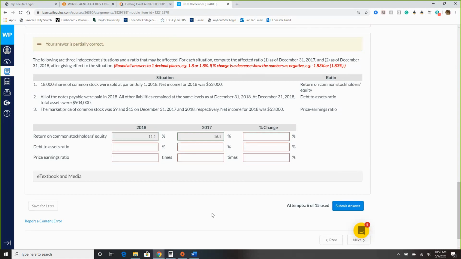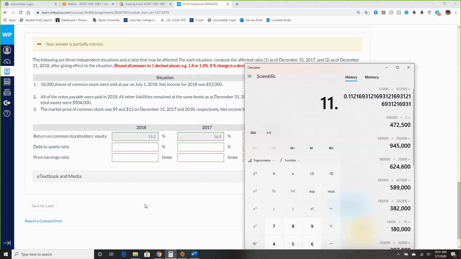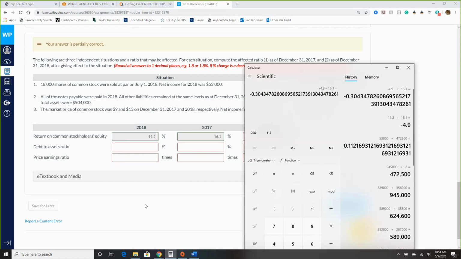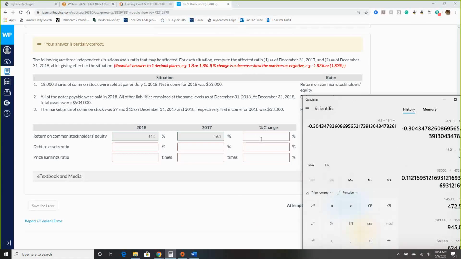I can already tell y'all that's gonna be fun for y'all trying to figure out that 2018. That's a lot of extra stuff going on. So 2018 is going to be interesting. Let's go ahead and do our change. Minus 16.1, divided by 16.1. It is a huge decrease of 30.4%.